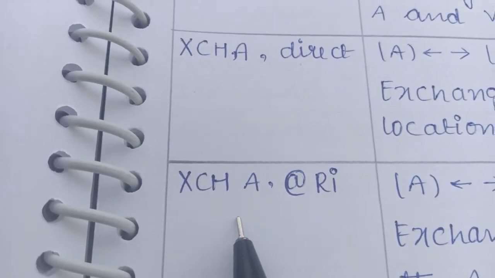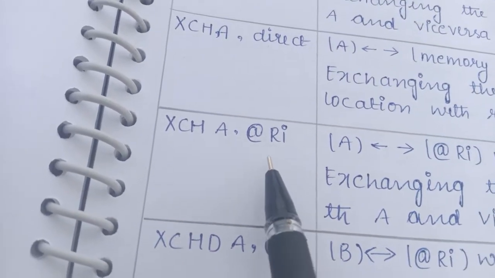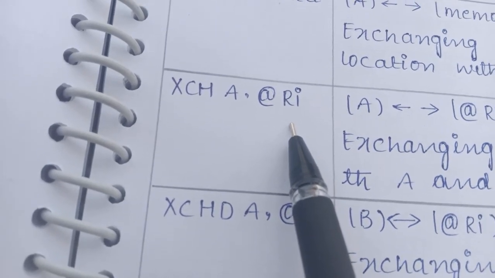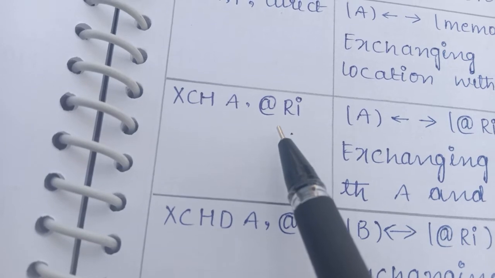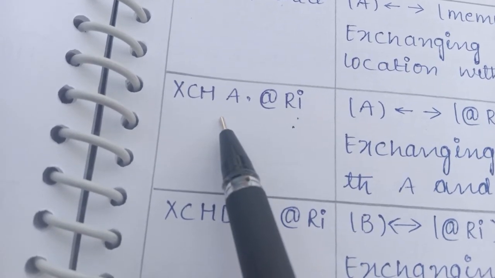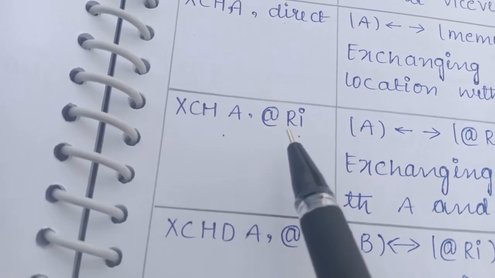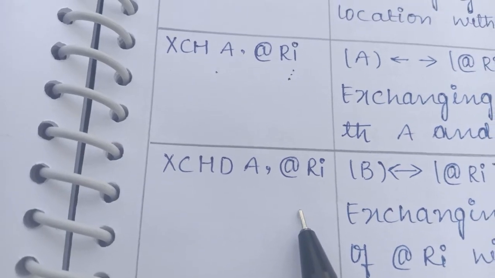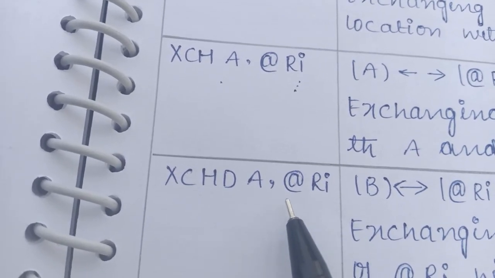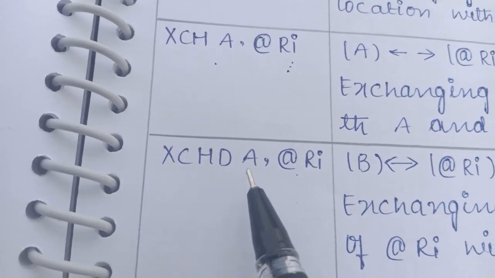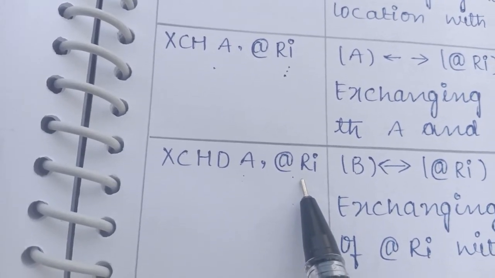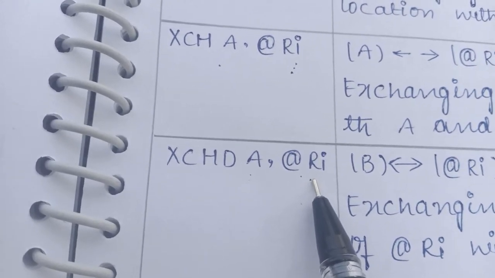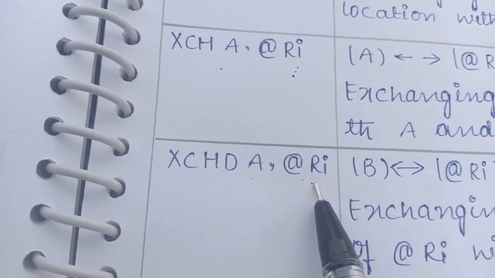Next, XCH A, @Ri. Exchange the contents of the accumulator and the content of the RAM location addressed by Ri. The content of the RAM location addressed by Ri is copied into the accumulator, and the accumulator content is copied into the RAM location. XCHD A, @Ri means the content of the RAM location addressed by Ri is copied into the accumulator and the accumulator is copied into the memory location addressed by Ri. Here only the lower order digits are exchanged.